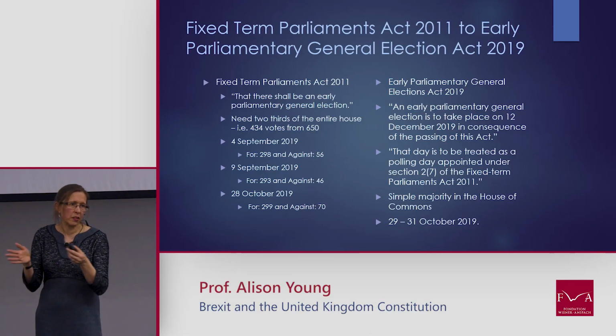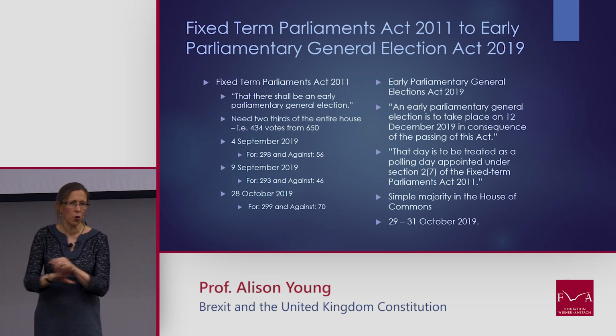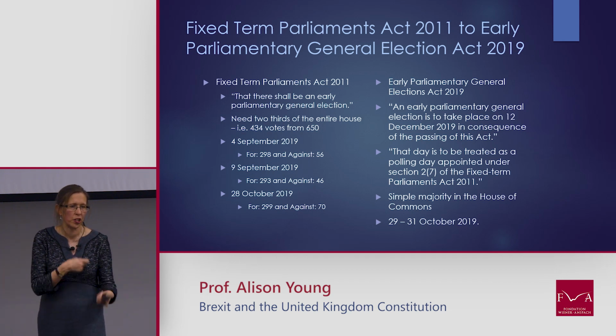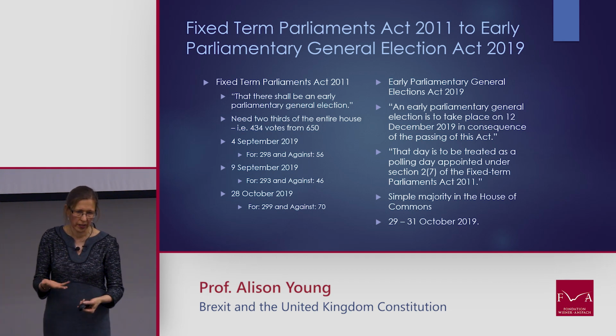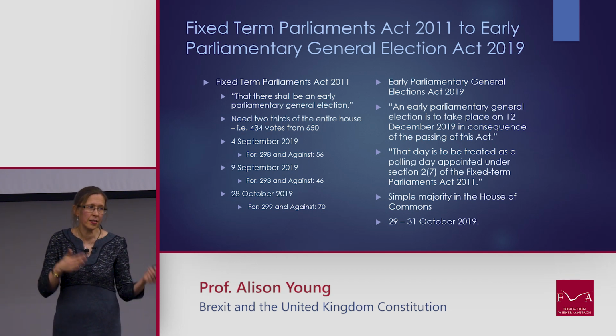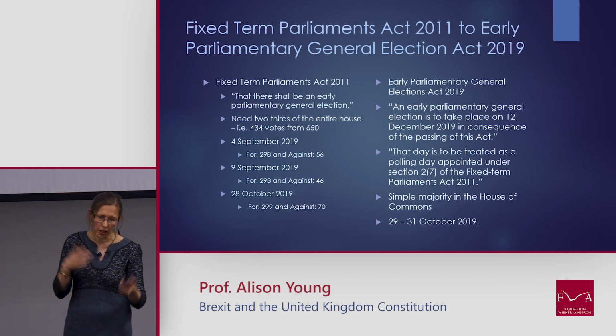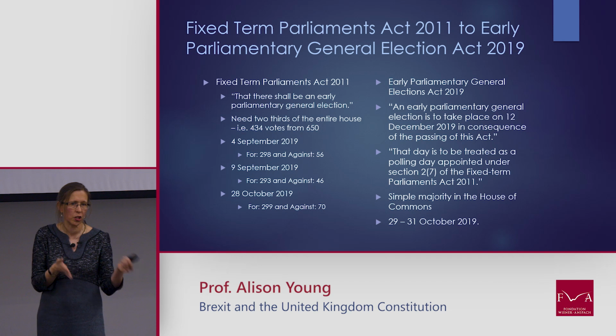So the Fixed Term Parliaments Act fixes parliamentary terms to 5 years, but there are various escape routes. One of the escape routes is if you can get 2/3 of the entirety of the House of Commons, so 2/3 of all of the 650 MPs voting for an early parliamentary general election. The Prime Minister tried this 3 times and failed. Okay, he didn't get the votes he needed to trigger an early parliamentary general election. The last time was on the 28th of October.